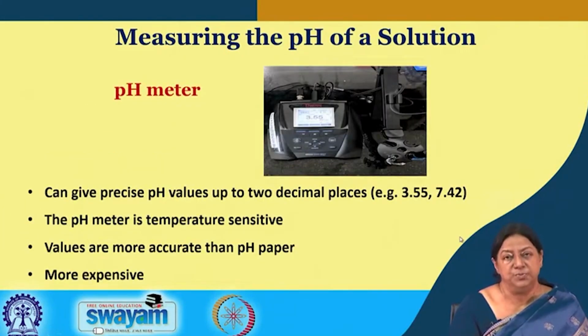Otherwise, we use a pH meter. The use of a pH meter will be demonstrated to you. This can give precise pH values for even up to 2 decimal places, which is sometimes required for biochemical reactions. The pH meter is temperature sensitive, and we get values much more accurate than the pH paper, but it is more expensive.